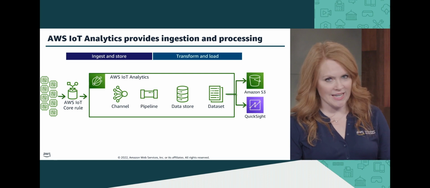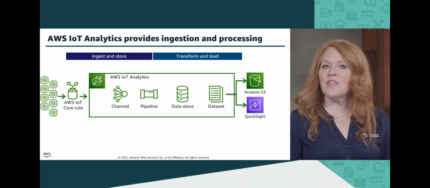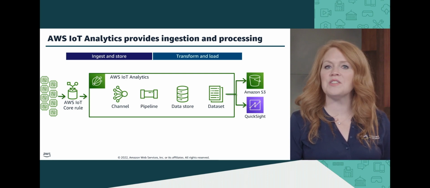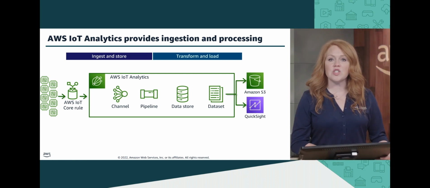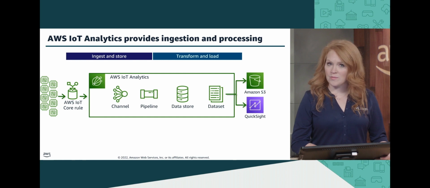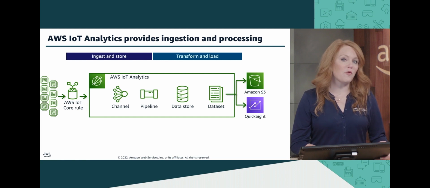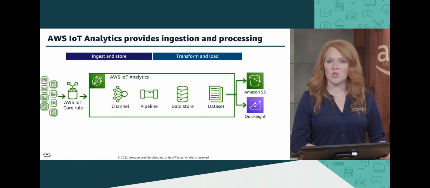AWS IoT Analytics is a fully managed service that automates the steps that are required to analyze data from IoT devices. The service filters, transforms, and enriches data before storing it in a time series data store for analysis. The service has multiple components.